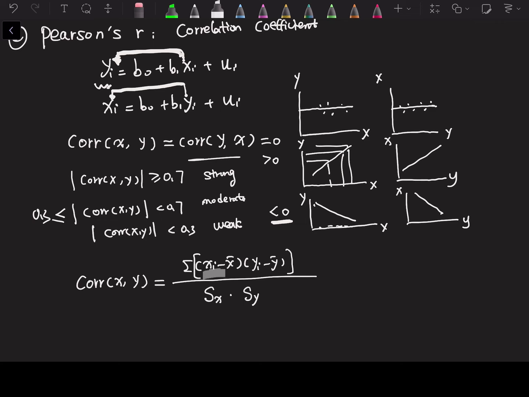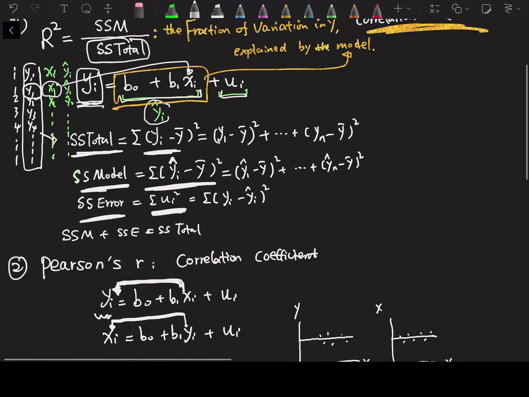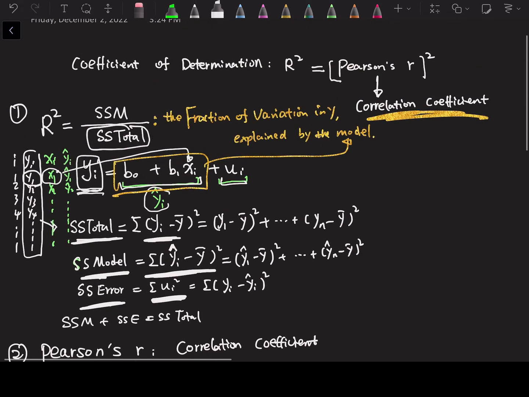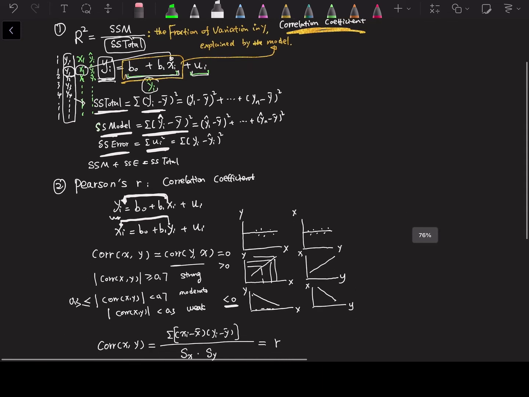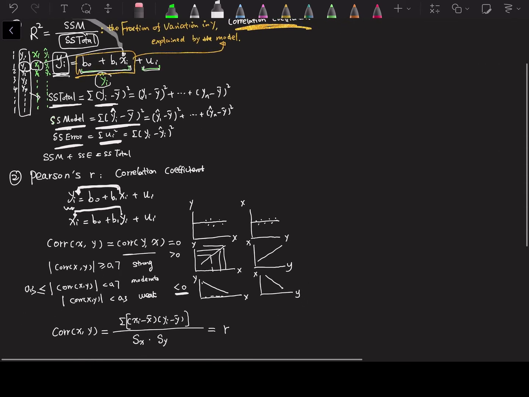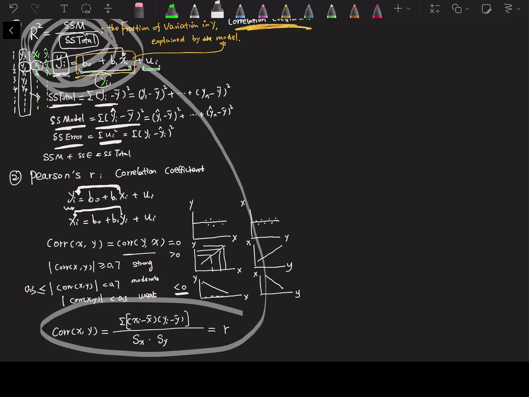It's x minus x bar, y minus y bar, standard deviation of x, standard deviation of y. It's like x and y are totally symmetrical in terms of importance. Again, you can't tell any direction of the relationship here. So we call this Pearson's r. Again, R squared, the fraction of variation of y explained by x, is actually Pearson's r squared. Let me just zoom out. So this R squared is just Pearson's r squared.